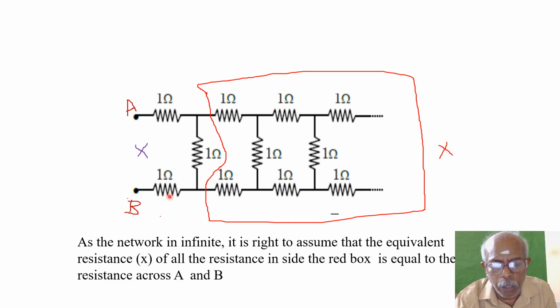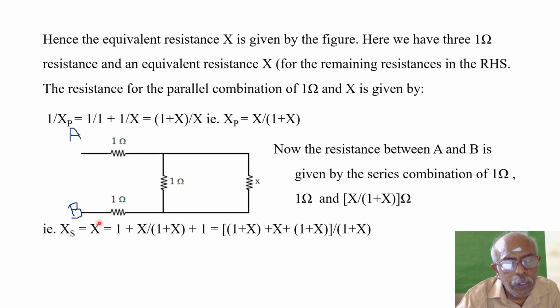This is 1 ohm, number 2. And this is 1 ohm, number 3. And parallel to this 1 ohm we have X. Understand? Parallel to this 1 ohm we have X. So you have redrawn the figure: 1 ohm, another 1 ohm, this 1 ohm, and parallel to this you have X. So what is the equivalent resistance for this arrangement?